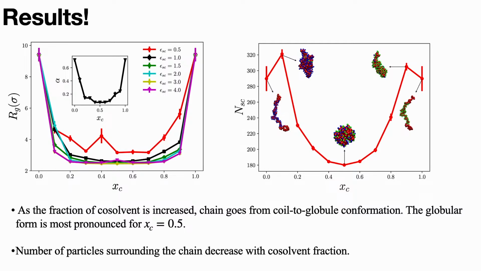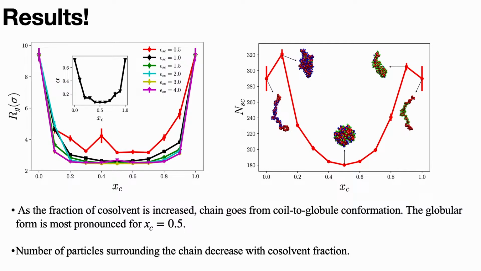We see that when there is no co-solvent, x is 0, the polymer has a value around 9 to 10. That means it is in the more extended state. You can also see this extended state from this inset, where I'm plotting alpha, the asphericity, which gives us the asymmetry in the system. A value of 0 for alpha means it's symmetric, that is a spherical object, and non-zero means more extended in one direction. So when x is 0, it is a more extended kind of structure, and as we increase x_c, we see a nice coil-to-globule transition with x_c.